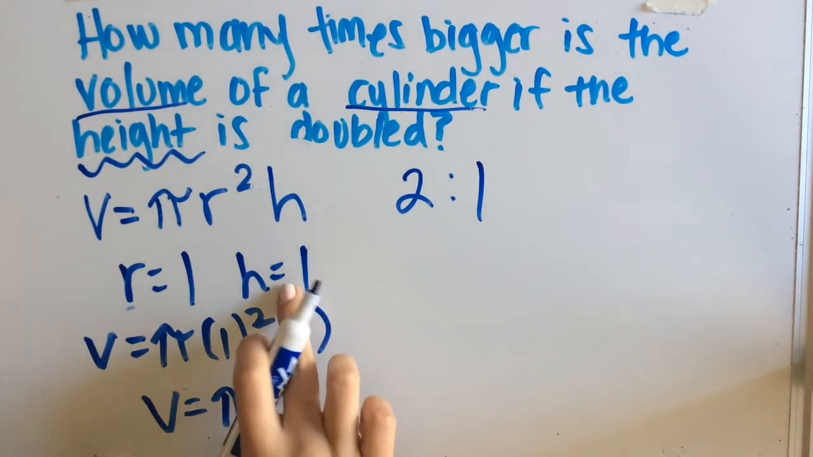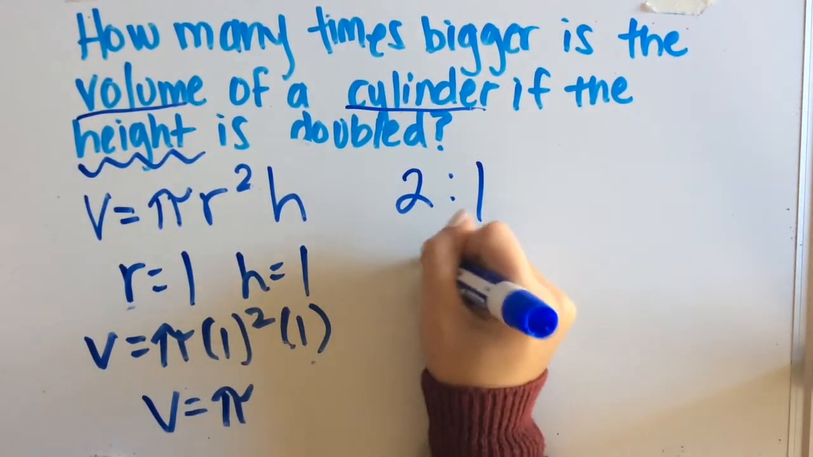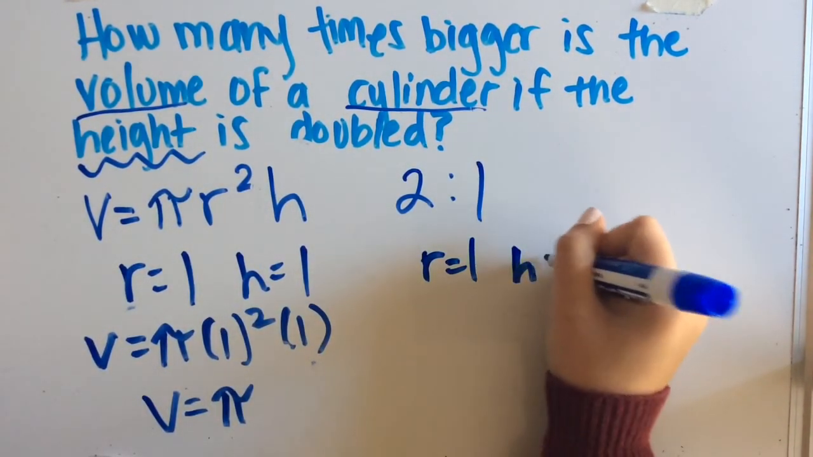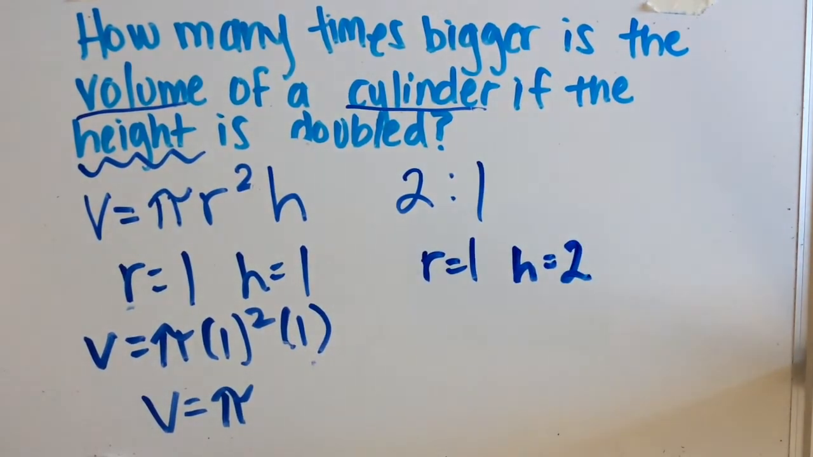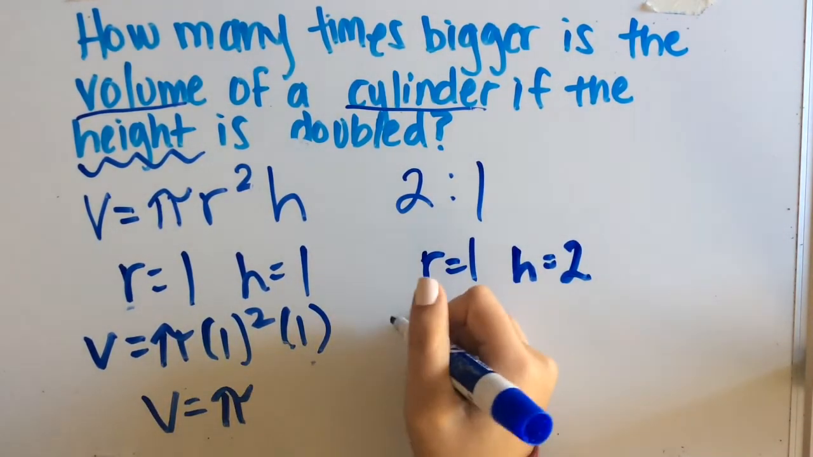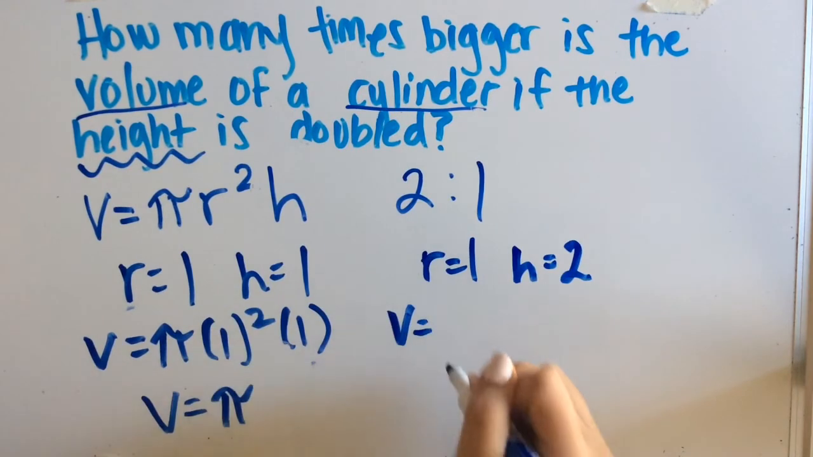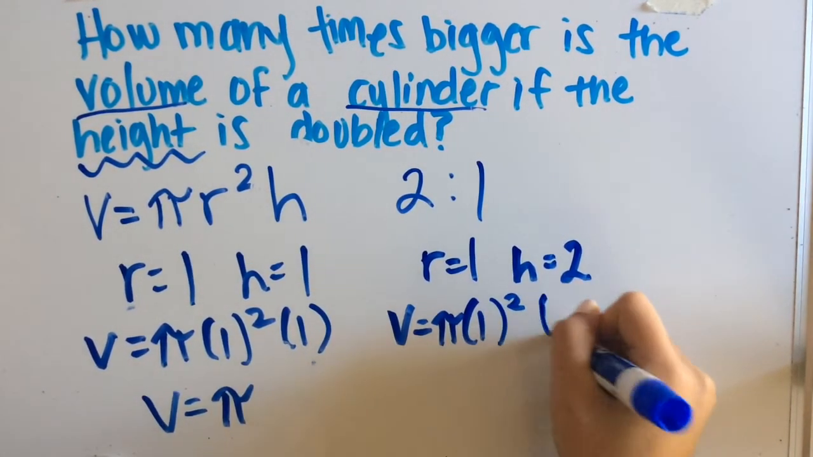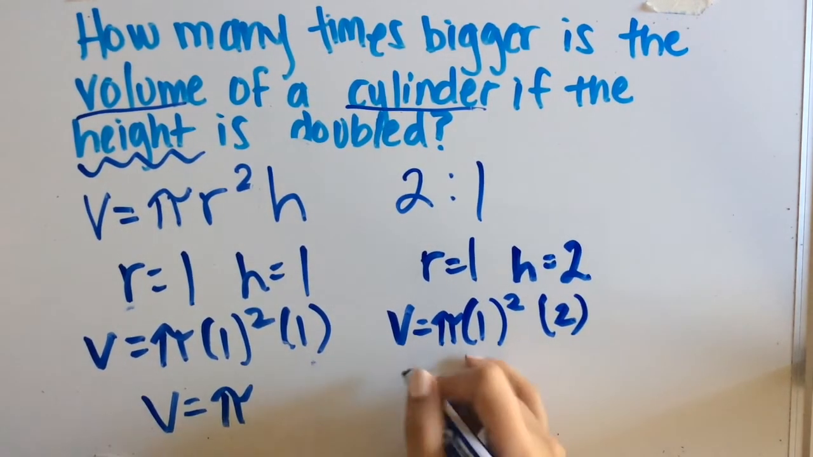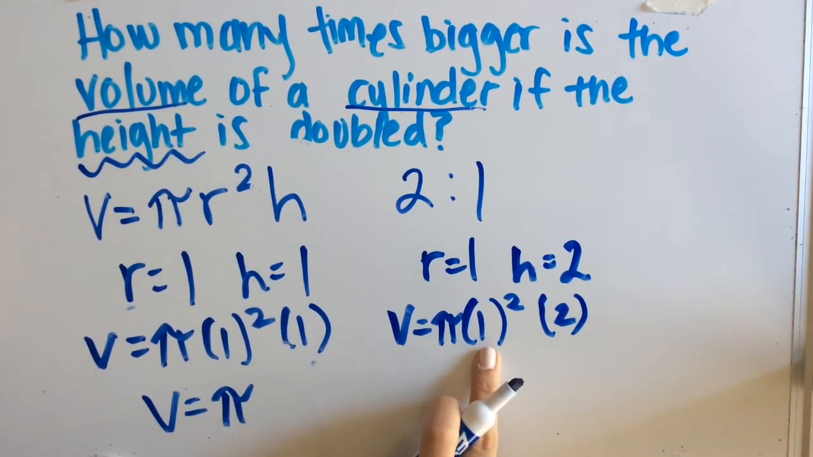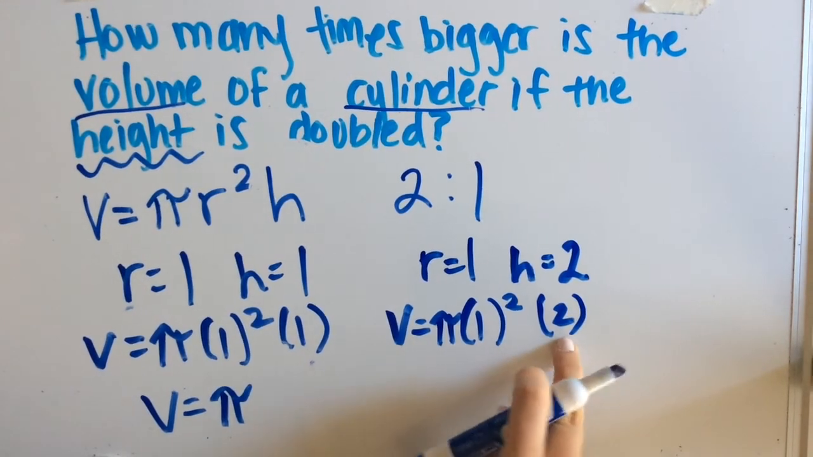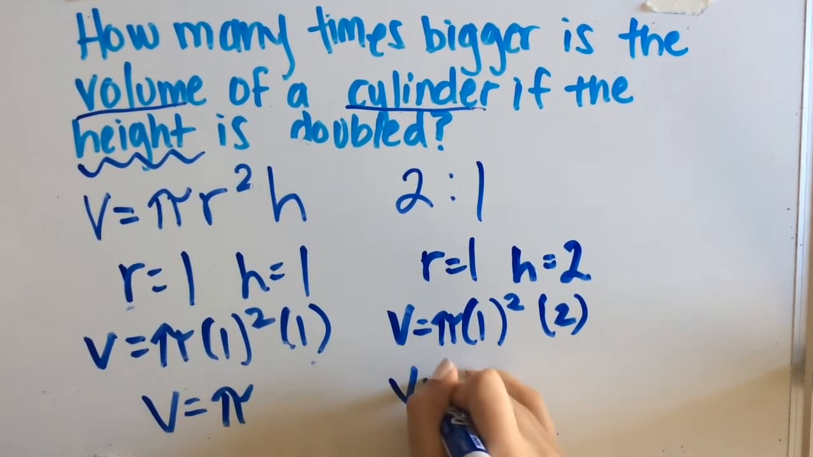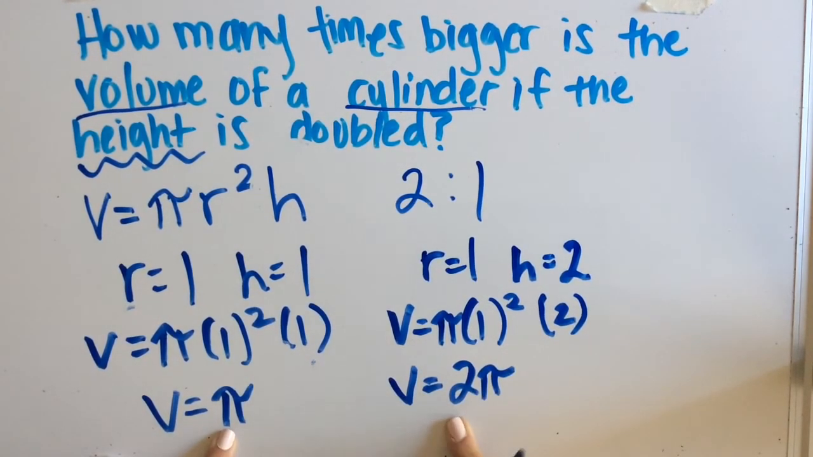So now I'm going to try doubling the height. So the radius is still 1 because that doesn't change. It's only the height that's being doubled. And the height, we're doubling it. So that's going to equal 2. So now if I plug it into my formula, I get the volume equals pi times 1 squared times 2, because now 2 is the height. So 1 squared is 1 times 2 is 2. Okay, so 2 times pi is equal to 2 pi. So this is my new volume.